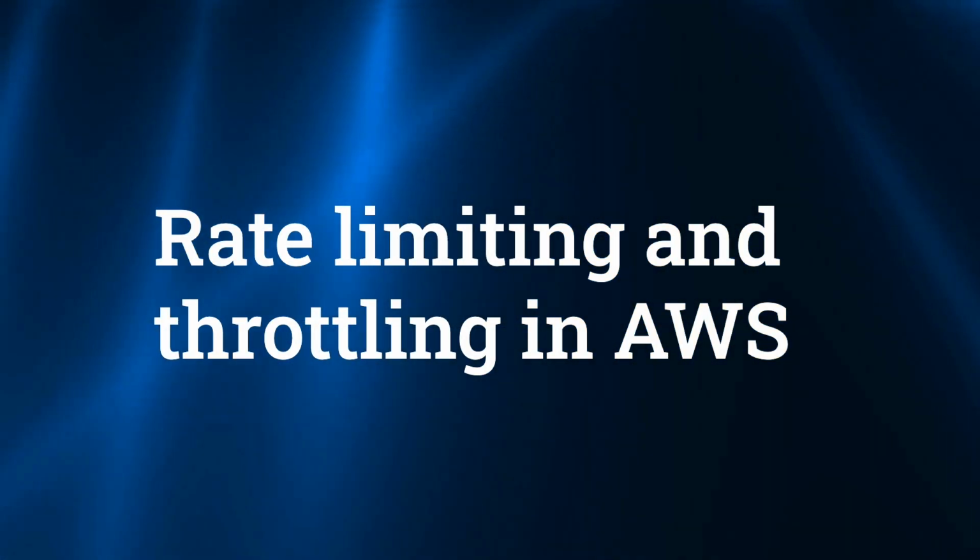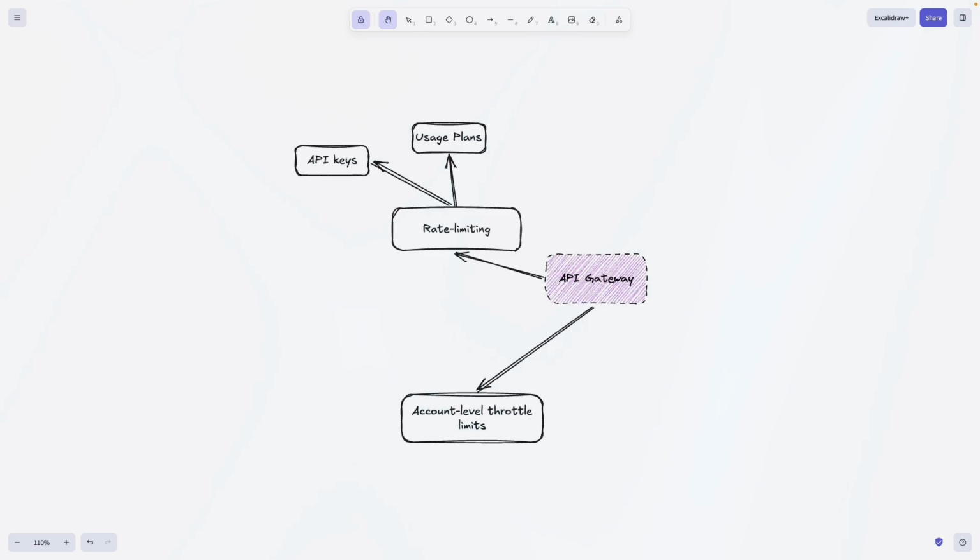AWS is interesting because it uses the word throttling everywhere. But it's doing both things, depending on which service and which layer you're looking at. Let's break it down quickly before we get into architectural diagrams. And the first service that we're going to look at is API Gateway.